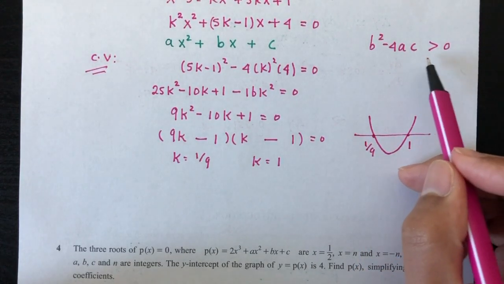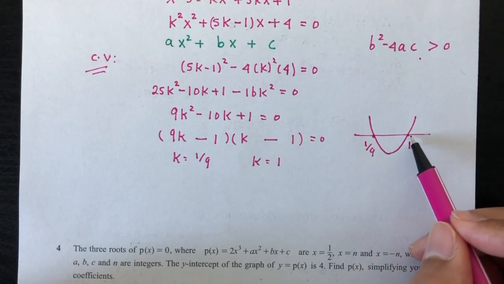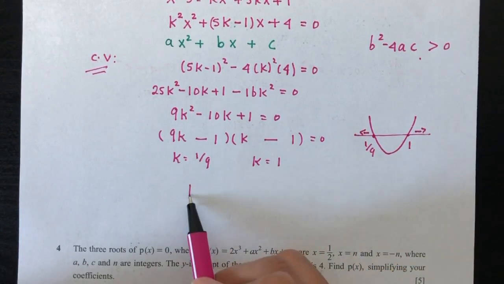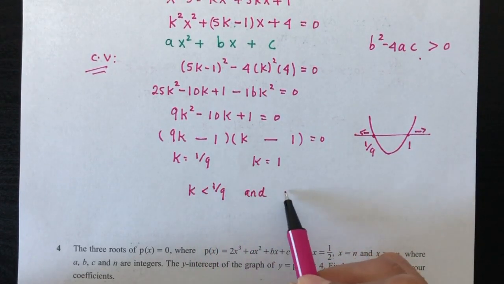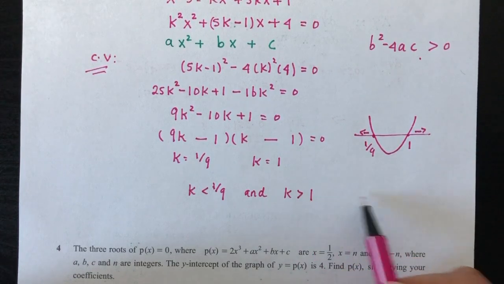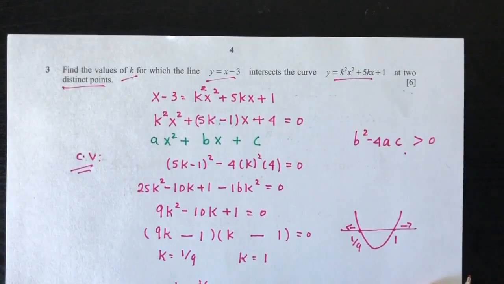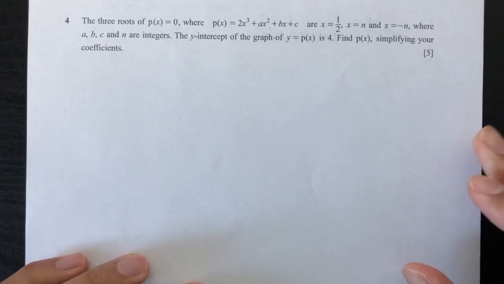We need this to be more than 0, so we need to be above this line. So it needs to be more than this value and less than this value. So k will be less than 1 over 9, and you can say k will be more than 1. So these will be the values of k for which they intersect at 2 points. And this is question number 3. Now let's move on to question number 4.